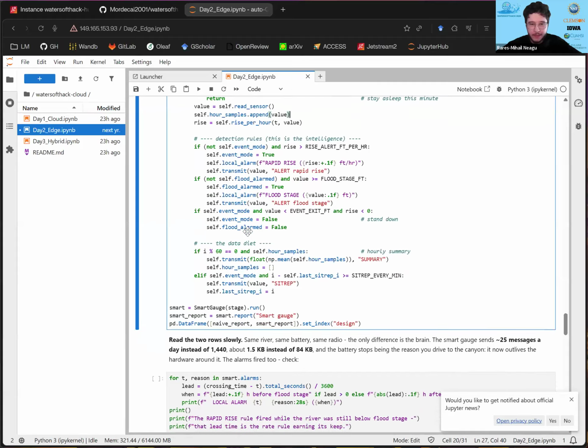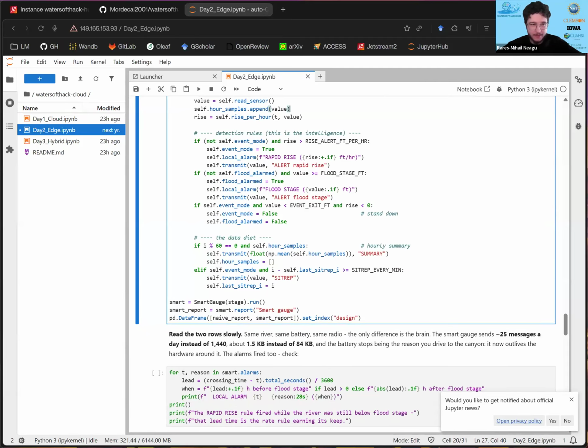Okay, and now the data diet. Once an hour, we send a summary, and we can call the record function to make it human readable. Otherwise, we send a different message every 30 minutes, basically.